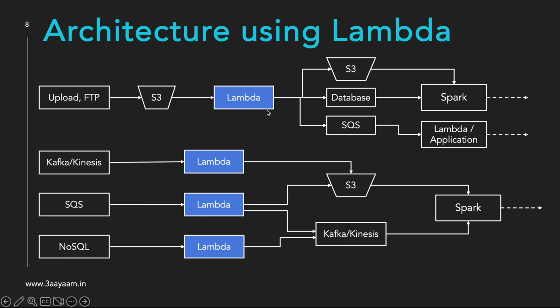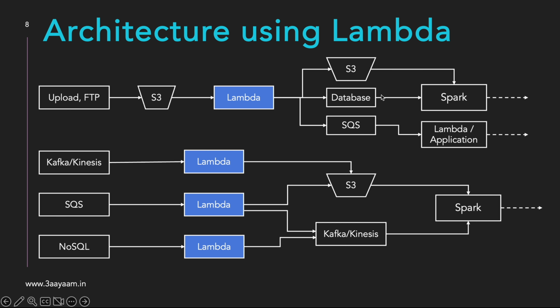This is what we have done so far. We have uploaded files to S3. It can be using API, it can be using FTP, or it can be using SDKs also. Now once we upload the file to S3, it would trigger a Lambda function, and the Lambda function can write to S3, can write to database, or send it to SQS also. In our case, we had written the processed data by removing the PII in S3 and also to database. Similarly, we can write it to SQS also.